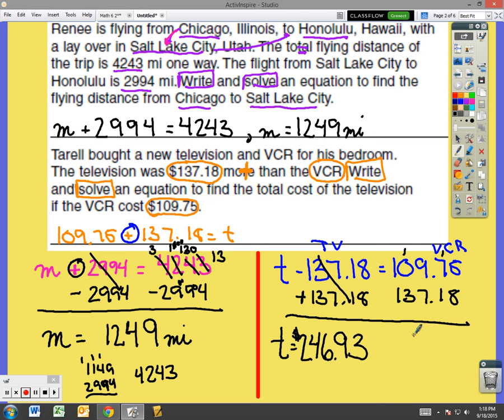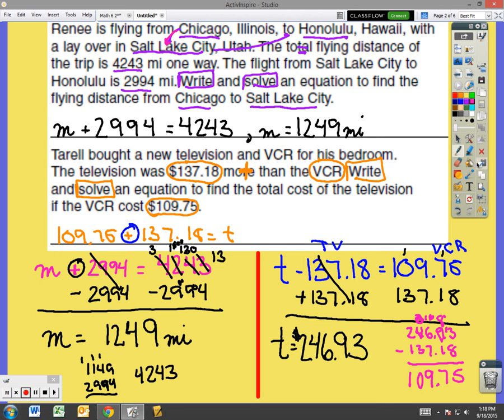Now, to check that out, I could always just substitute it back in. So we would hope that $246.93 minus $137.18 gives me $109.75. So this becomes a 13, that's a 5, this becomes an 8, that is a 7, that becomes a 16, that would become a 3, excuse me. Oh, it's a 16. See, I can't read my handwriting. 16 minus 7 is 9. 3 minus 3 is 0. 2 minus 1 is... Hey, look at that.